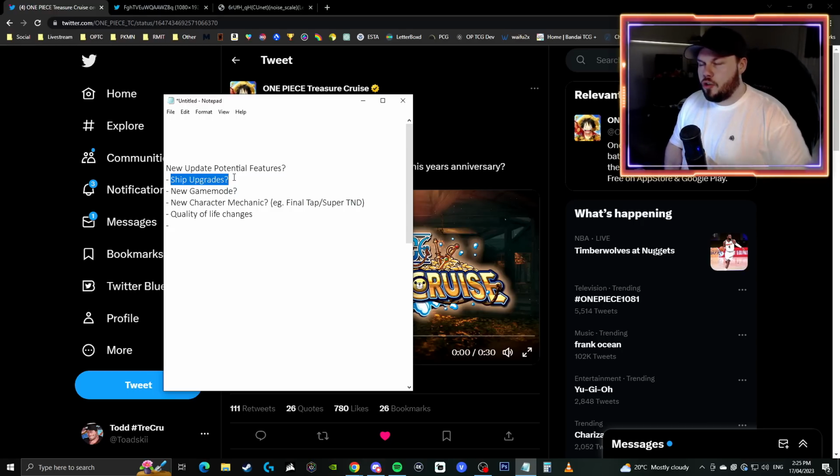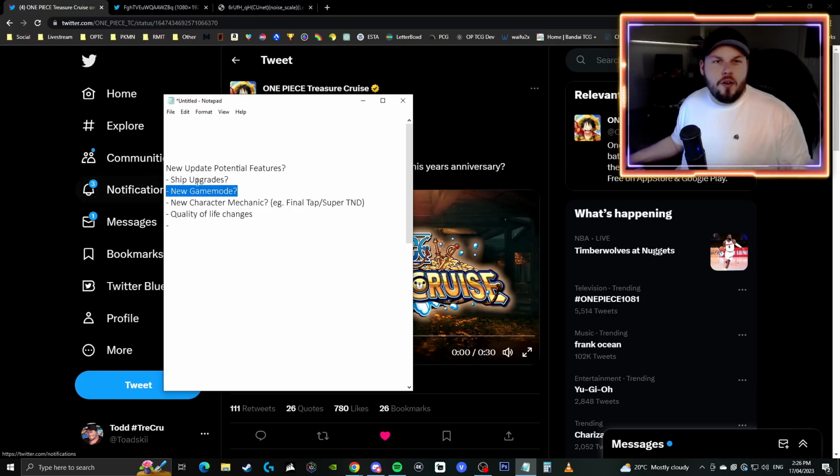So I think that introducing a new way to use cola to invest it into your ships to make them even better than what they currently are, I would love to see a system in regards to that, because there are a lot of ships in the game that are essentially useless. So it would be nice if we got updates to make them more usable in more content. Also, information about a new game mode.